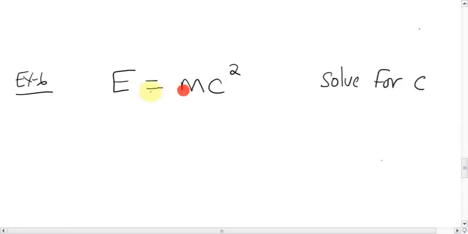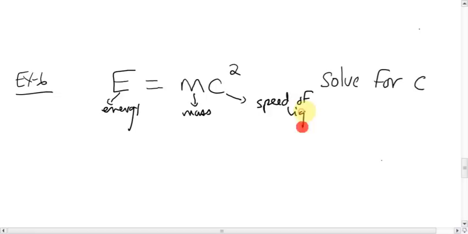E equals mc squared, one of the most famous formulas in the world, Albert Einstein. What does this all mean? E stands for energy, m stands for mass, and c is for the speed of light. You'll learn about this, maybe in Science 9, Physics grade 11, more so.